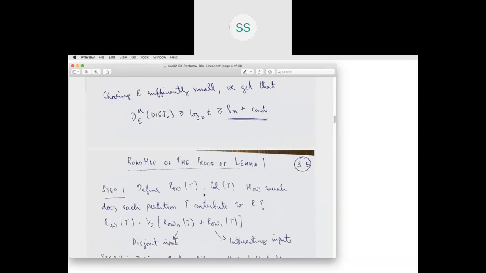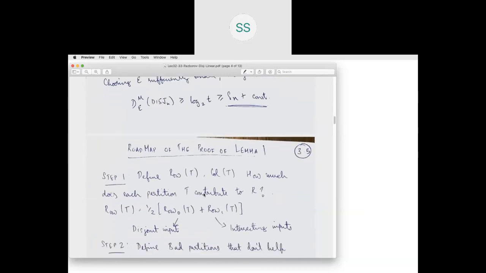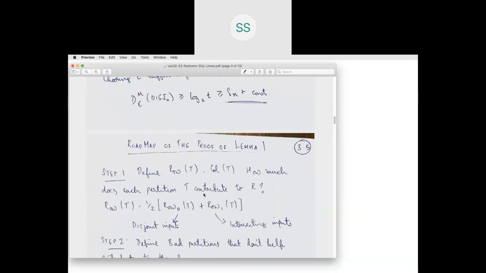Using this distribution. So first we define something called row T and column T. What does that mean? See, you have a rectangle and the lemma has to hold for any rectangle. So given an arbitrary rectangle, row T and column T measure how much each partition contributes. The rectangle is fixed, but there could be several partitions, because the distribution is that you first fix a random partition and then you pick an x and pick y. So how much does a random partition contribute to R?